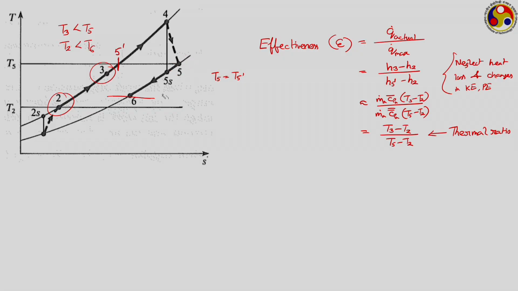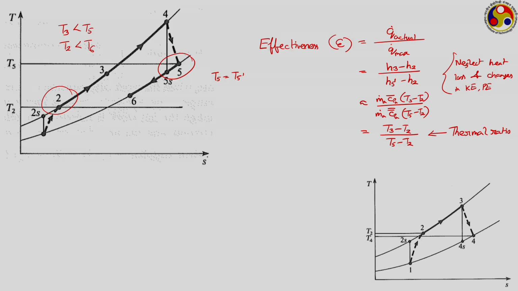Now, in order to have heat transfer from the gas to the air, the gas temperature has to be higher than the air temperature. That is, the gas temperature at the end of expansion has to be higher than the air temperature at the end of compression, that is T5 has to be greater than T2, and only then is it possible to design a regenerator.